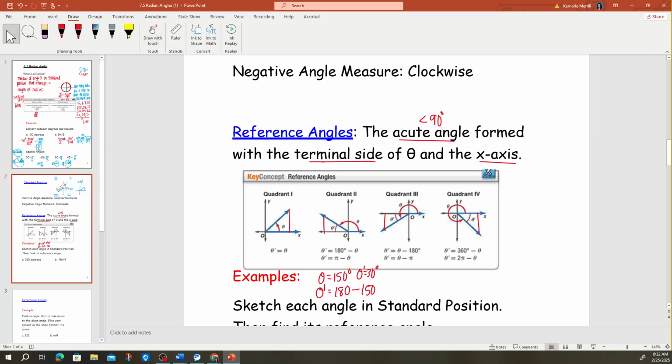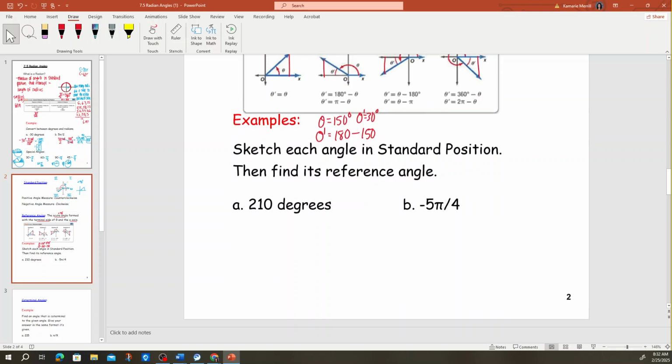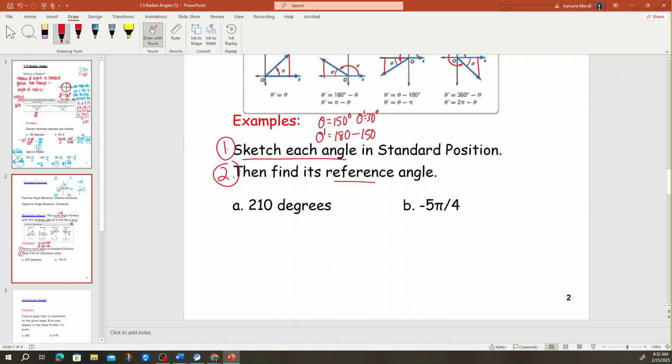So let's talk about it. Before we leave this slide, skill number 1 is to sketch each angle. Skill number 2 is being able to label its reference angle properly. Cool? Okay, let's do it.